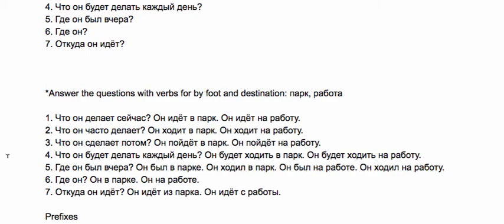Где он был вчера? Он был в парке. Он ходил в парк. I think you could have either one here. It depends on whether you're focusing on where he was or that he went somewhere and came back. Он был на работе. Он ходил на работу. Где он? Он в парке. Он на работе. Откуда он идет? Он идет из парка. Он идет с работы.